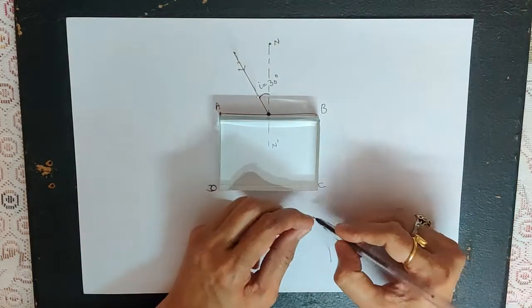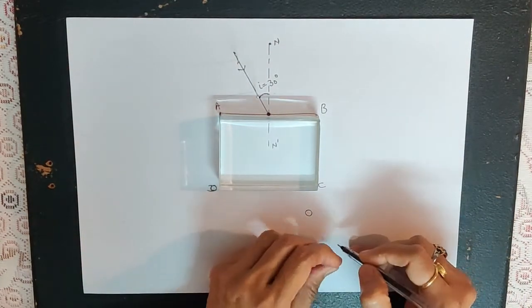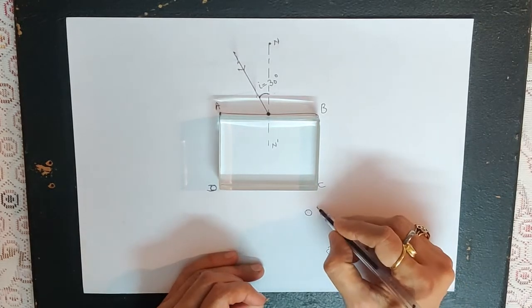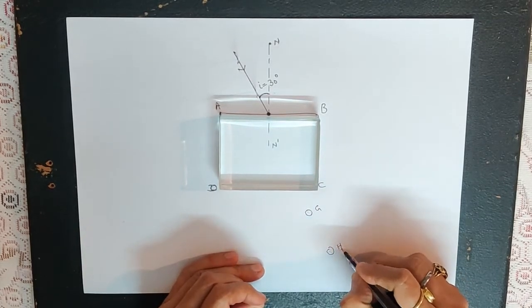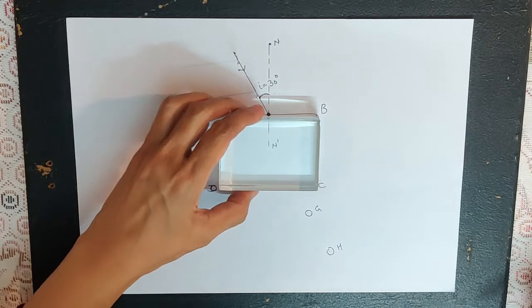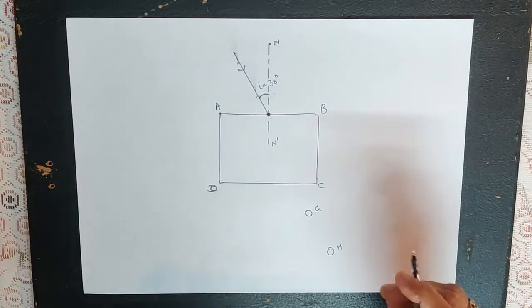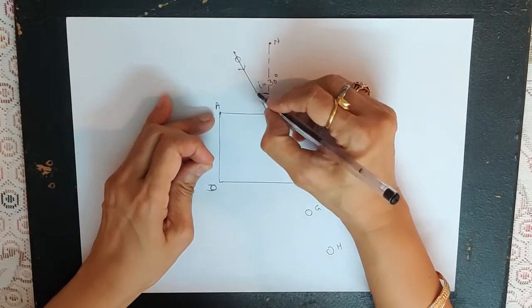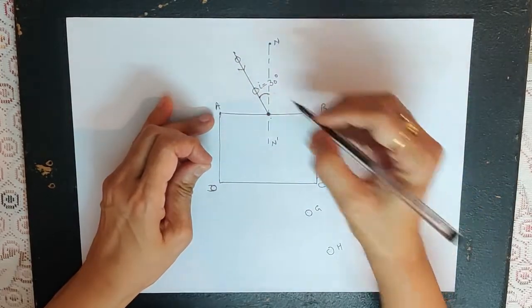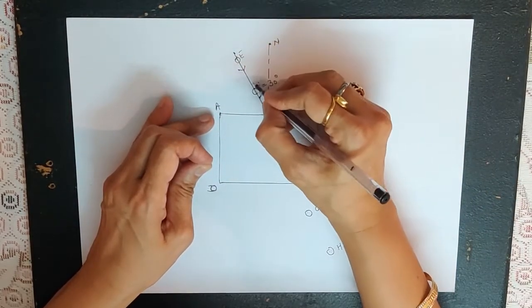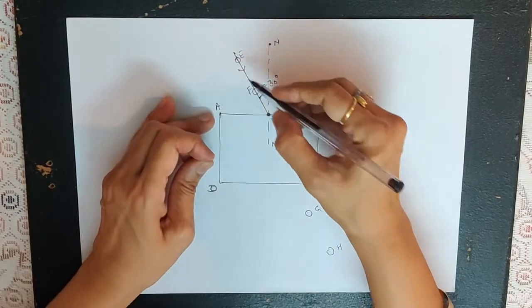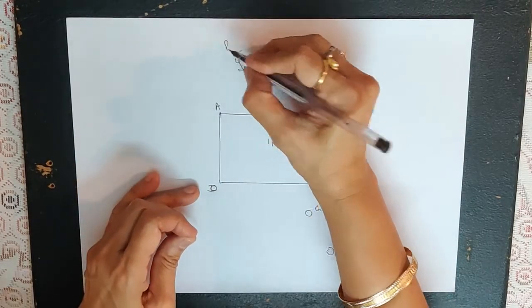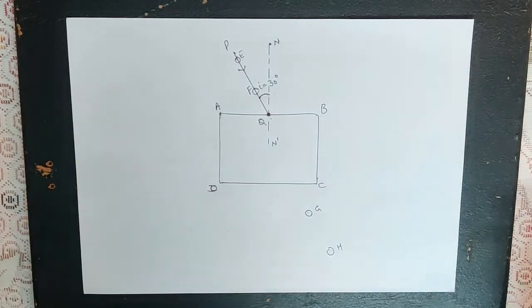Now encircle these two pins and let us name it as GH. Remove the glass slab from the boundary, keep it one side. Encircle these two pins also which were fixed on the incident ray. Let us name it as EF. So this ray PQ is the incident ray.